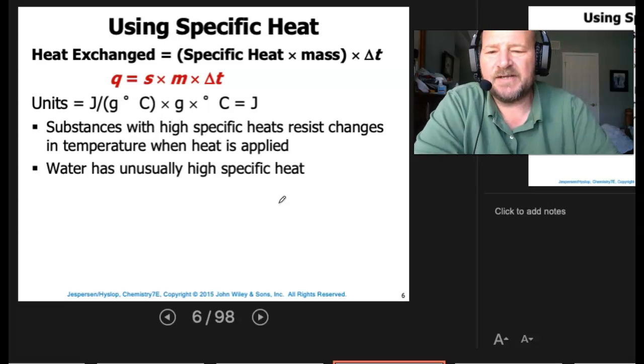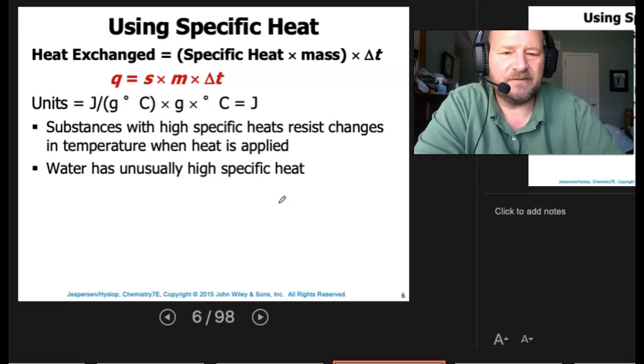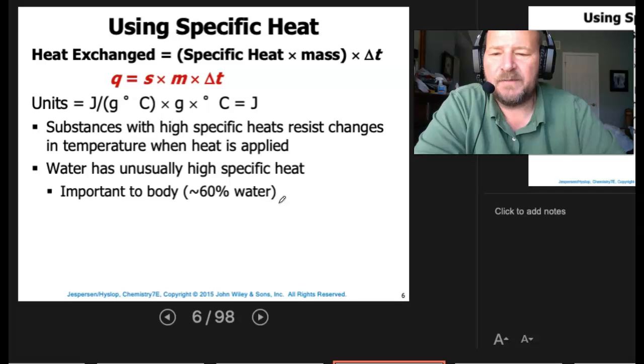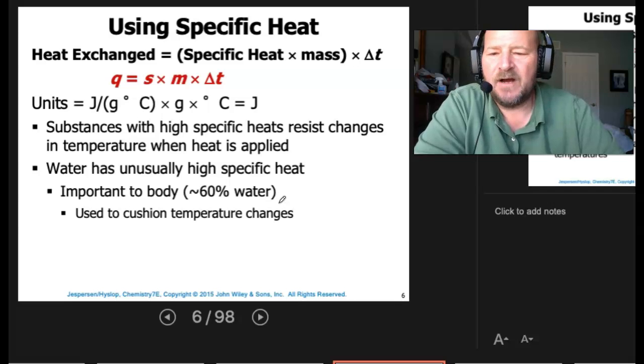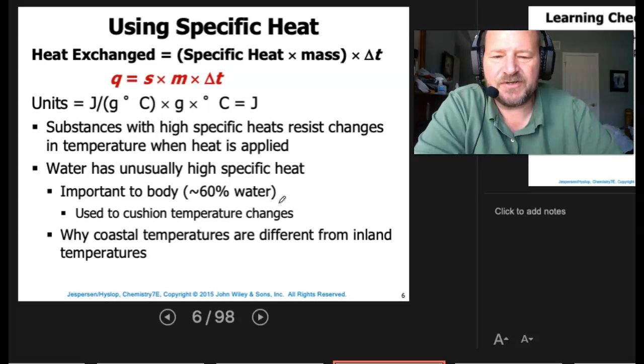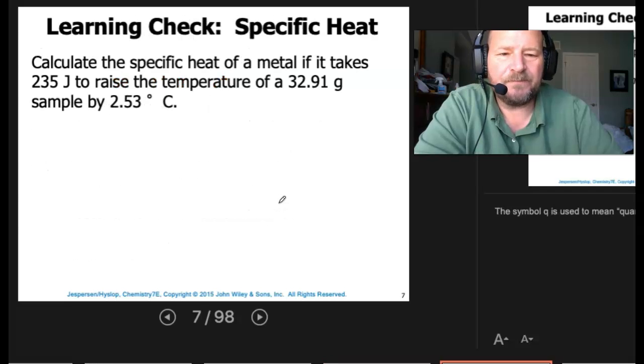So water has unusually high specific heat. All right, now this is very important. It's important to the body because you are 60% water. Okay, it's used to cushion temperature changes. So why coastal temperatures are different from inland temperatures, right, is because of the heat capacity of water.